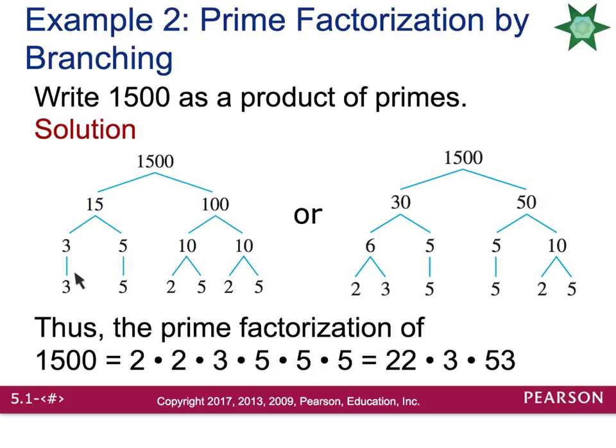And then when you're done, you don't have to stretch these down. Just circle them if they're prime numbers, and then you have these leaves that are circled. So we get 3, 5, 2, 5, 2, 5. So that's 2 times 2 times 3 times 5 times 5 times 5.